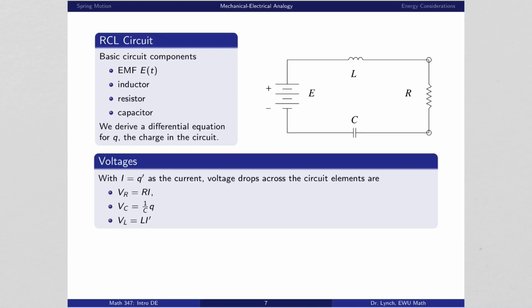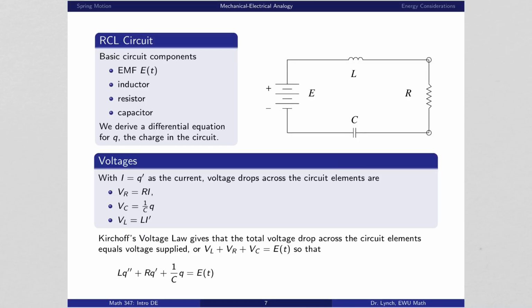And once again, just a few other laws here. Ohm's law tells us that the voltage drop across a resistor is IR, and then the capacitor and the inductor, defined by C and L, have similar voltage relationships with the current, the derivative of the current actually, and the charge.